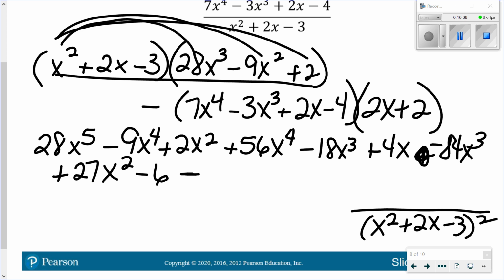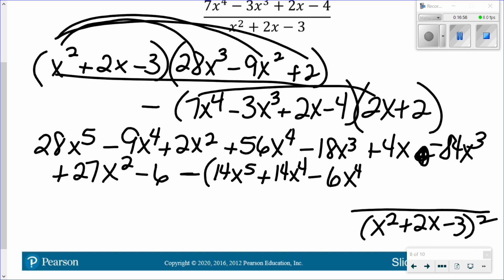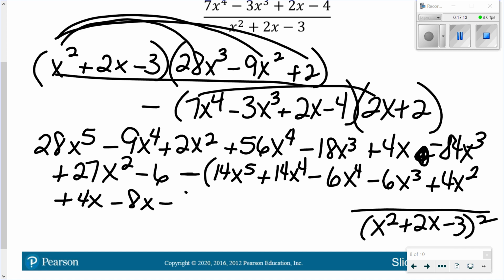Now we got to do the next part. Going to put it all in parentheses. So I have 7, remember all of those times all of those. So I have 14x to the fifth plus 14x to the fourth minus 6x to the fourth minus 6x cubed plus 4x squared plus 4x minus 8x minus 8. All right, all of that part was in parentheses.